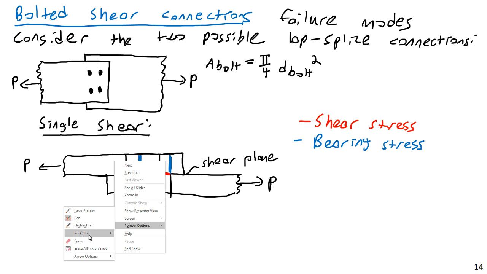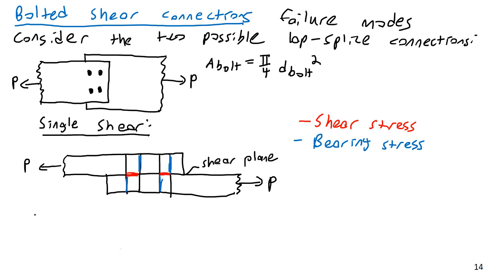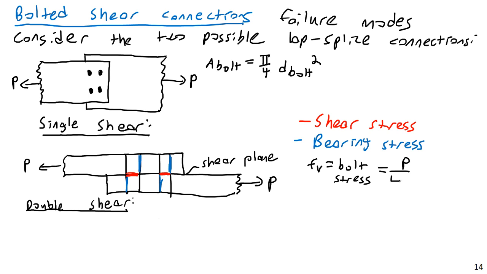Then I can also show the double shear case. And this is going to be a bit more complicated, but simple enough. This is where you have three plates coming together. Sometimes you need this if you just don't have enough plate area for the required loads you have. Oh, and in this case, the overall Fv for the single shear case, the bolt stress, is going to be equal to P divided by 4 times the area of the bolt, for this case anyway, where P is the overall tension load carried by the entire connection here, the P.